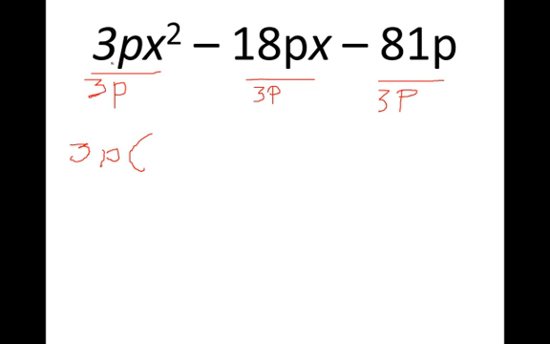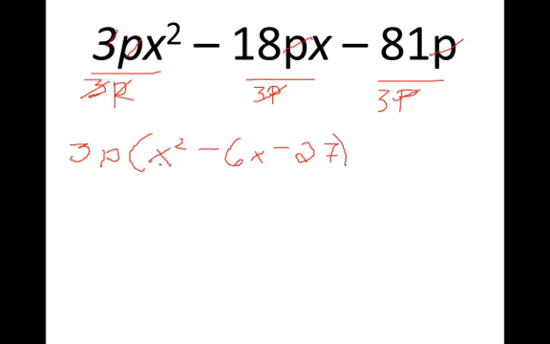And then I'm going to have 3 divided by 3, that cancels out. P divided by p, that cancels out the p. So I'm just left with an x squared minus 18 divided by 3, that's 6. P divided by p, that crosses out. So I'm just again left with an x minus 81 divided by 3, that's 27. And then p divided by p, that's gone.